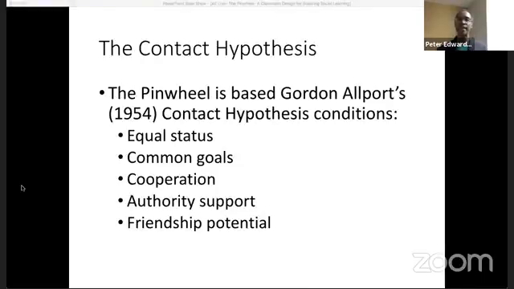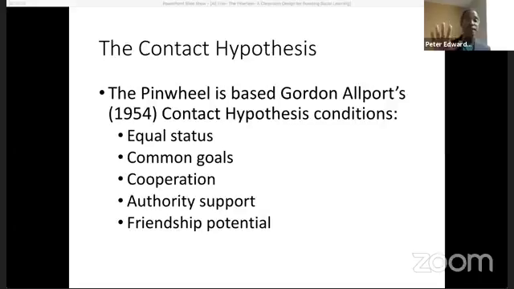Great. The theoretical background for the pinwheel comes from something called the contact hypothesis. But we're not going to talk about it very much today because we're going to talk about classroom practical things. But very quickly, in 1954, Gordon Allport created a hypothesis about how to bring different groups of people together. And what he said is you can't just push them together, but you have to have certain conditions.